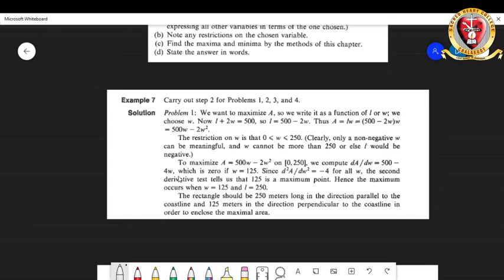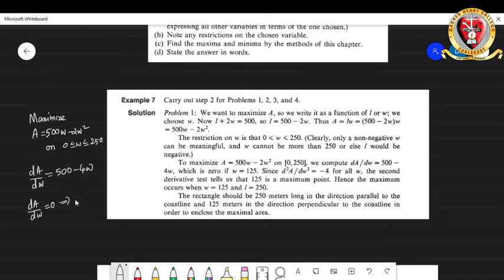Okay, and then you equate dA by dW to zero. So presently what you have is A is equal to 500W minus 2W square, and we have to maximize it. That is our problem, and you have the variation of W between 0 and 250, right? So the next step is to find the derivative of A with respect to the variable W, which is equal to 500 minus 4W. Then you have to equate dA by dW to 0.